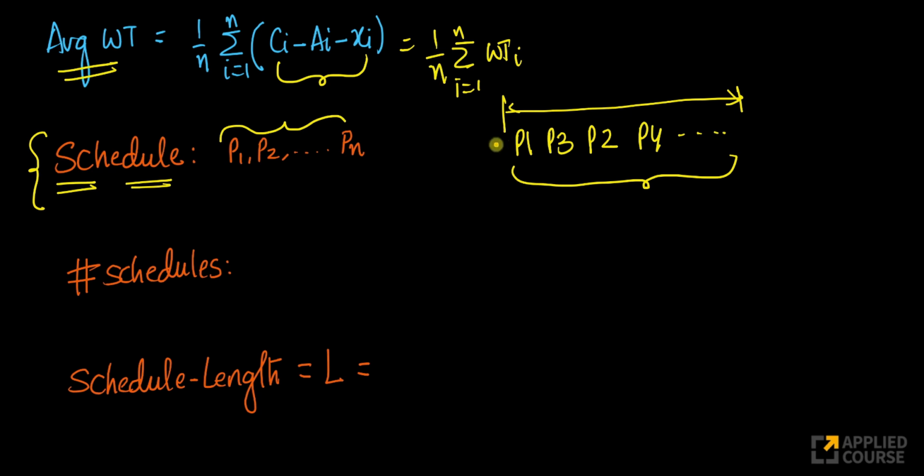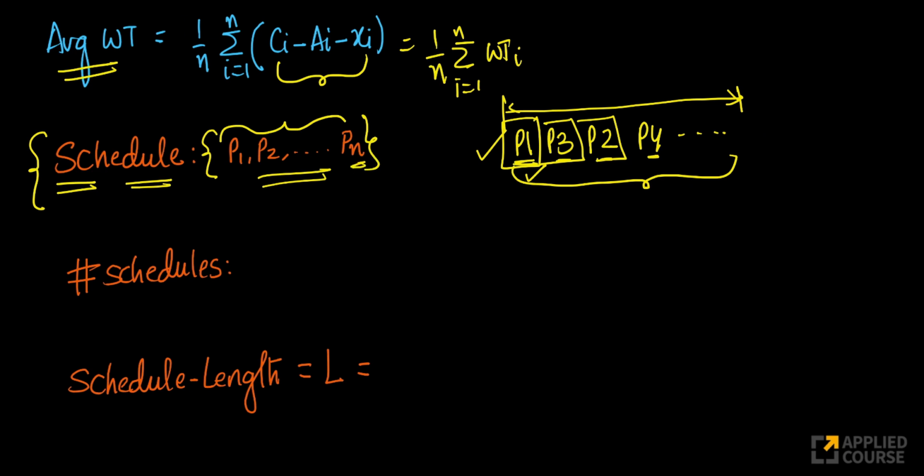In this sequence, what are we saying? We want to first finish P1. Once P1 is finished, I want to start executing P3. Then I want to execute P2, then P4, and so on. At the end of the day, this sequence need not be the same as the original order. Here I have a set of n processes, which I can sequence or schedule in any way I want. So this schedule means first I'll execute P1. Once P1 finishes, I'll execute P2. Then I'll execute P3, and so on.